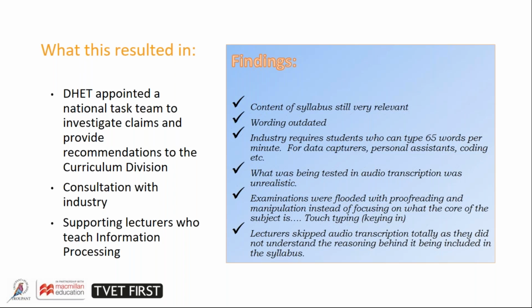One of the other things we found is that the examinations were being absolutely flooded. There were more proofreading signs than there was actual typing requirements. And instead of us actually testing the students on what they are there for, to test their touch typing ability, we found that they were being tested more on proofreading and manipulation. So it was adjusted. And also one of the biggest things that came up is that the lecturers were skipping audio transcription totally. So the learners would get to the examinations, they would focus only on word processing, and that was the end of that.